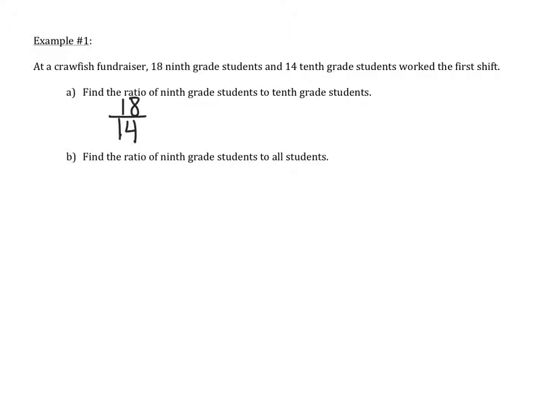Keep in mind, we're also needing to write that in lowest terms or in simplest form. So we're looking for the greatest common factor of 18 and 14. Which again means I need to find the biggest number that goes into 14 that also goes into 18, which in this case is 2. So if I divide the numerator by 2 and the denominator by 2, I would get 9/7. So the ratio of 9th grade students to 10th grade students is 9:7.